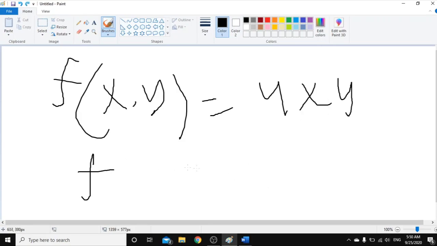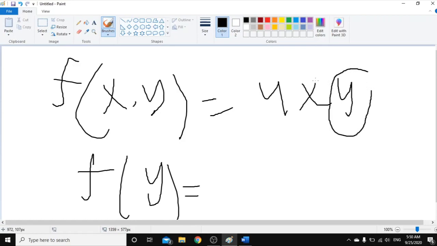Also, for the partial derivative with respect to y, you need to take the derivative here for y and leave the x alone, because you need to treat it as a constant number or variable. So it will be 4x. This is it.